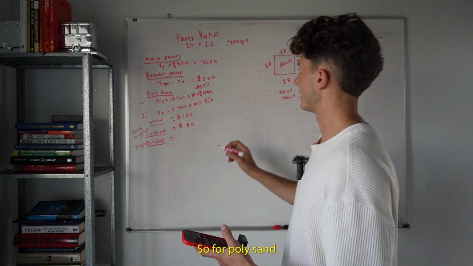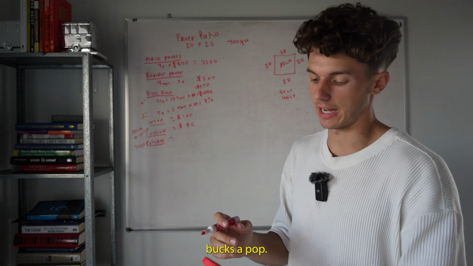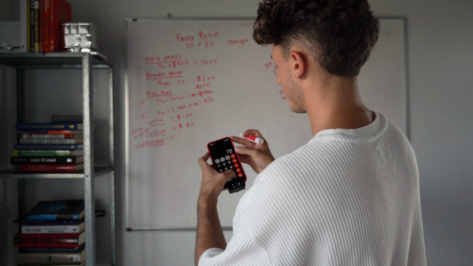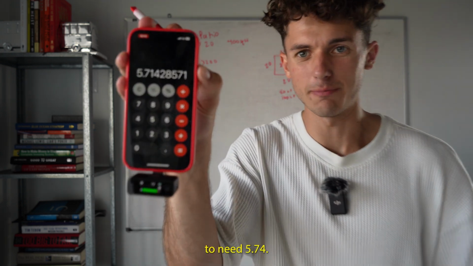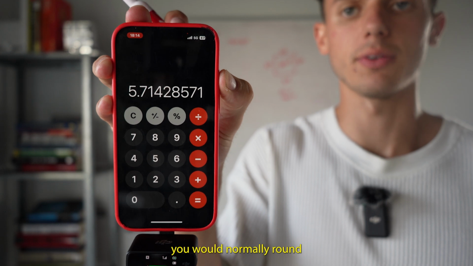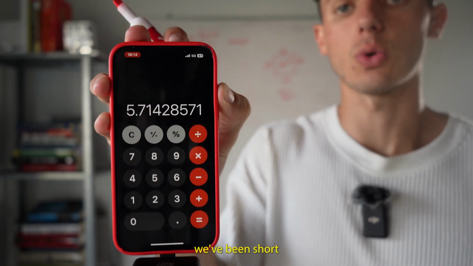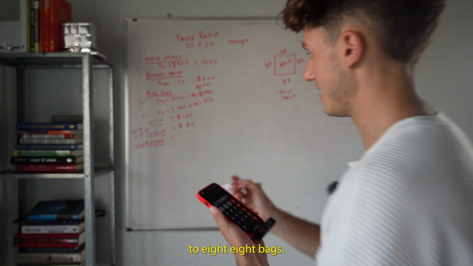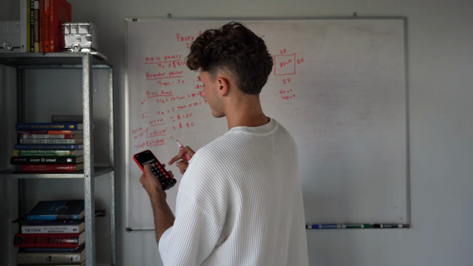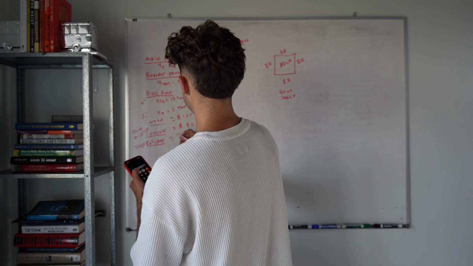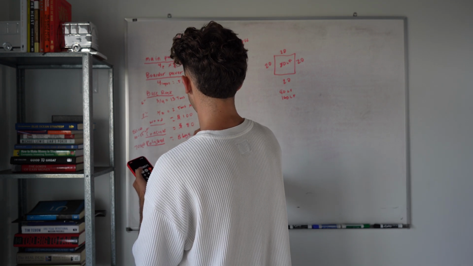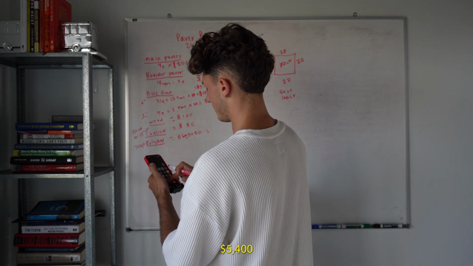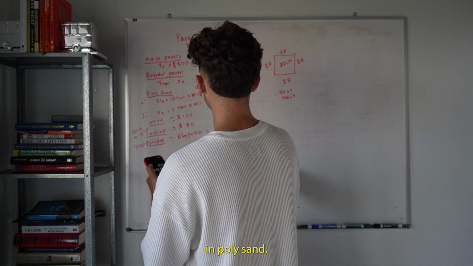So for poly sand, the bags are $50 a pop. And we'll take our 400 square feet divided by 70. And it says that we're going to need 5.74. Obviously, you would normally round to 6. But recently we've been short on poly sand and they're $50 a bag. So I'm going to jump it to 8 bags. We're going to need 8 bags times $50 a piece. That equals 8 times 50, $400 in poly sand.